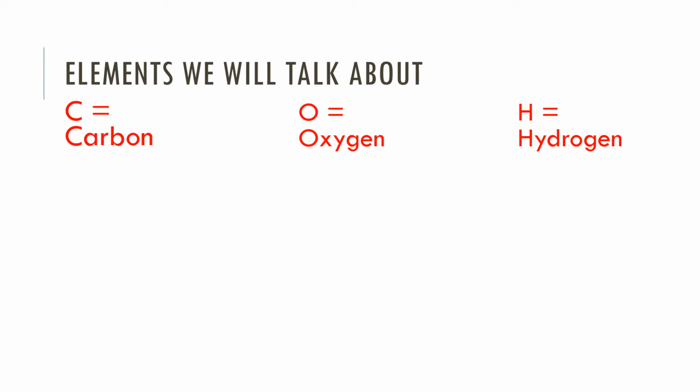I would write these down though, just as a quick reference guide. As you go throughout this unit, you probably won't need it anymore, but at the beginning, you'll probably need to reference back to it. So C equals carbon, O equals oxygen, H equals hydrogen.